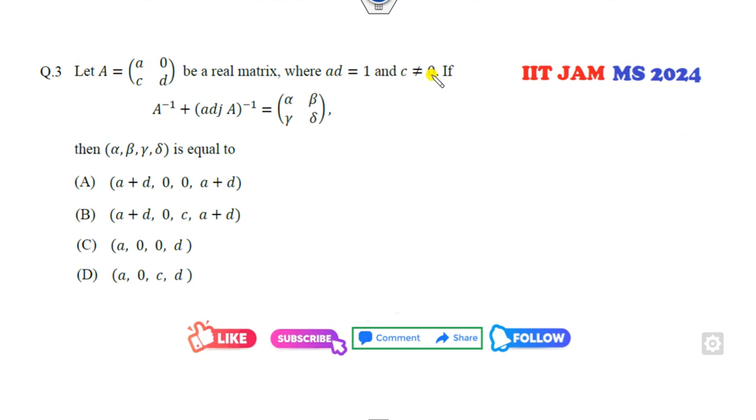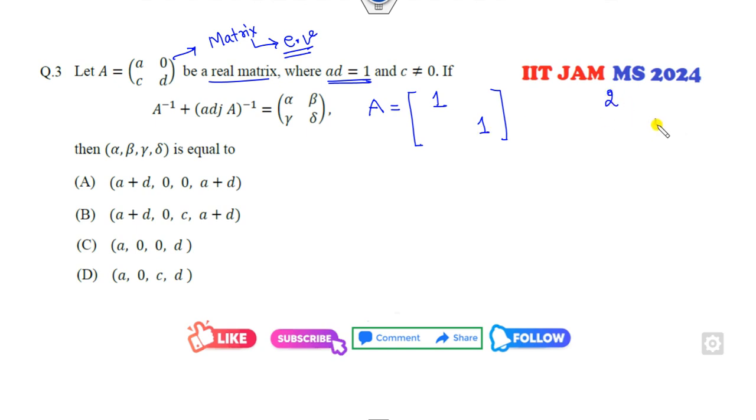Look at this another question. Let capital A be the real matrix, with ad equal to 1. Very simple. Whenever you see a matrix, you always look at the eigenvalue. So ad is 1. Can you pick out any pair? The simplest one is 1, 1. You may choose a as 2, d as half, so that product will be 1. c is non-zero, and the smallest one I can choose is 1.